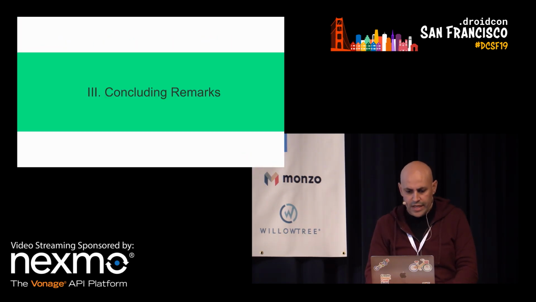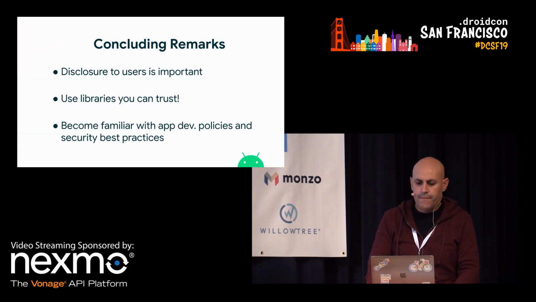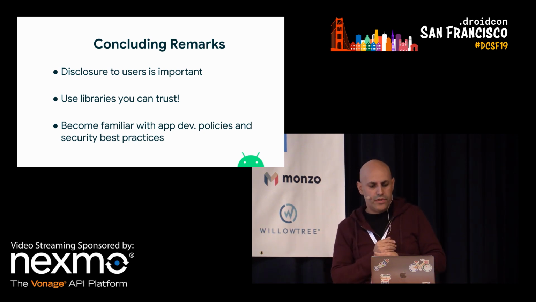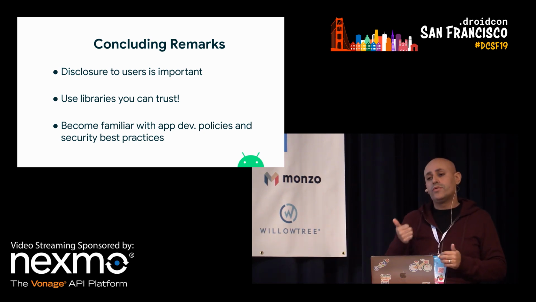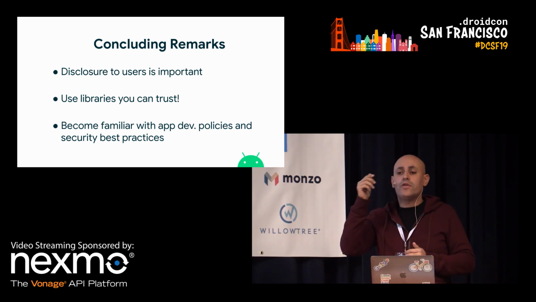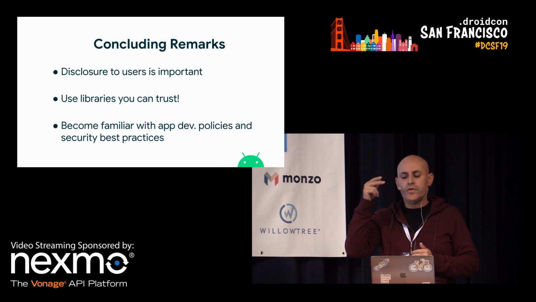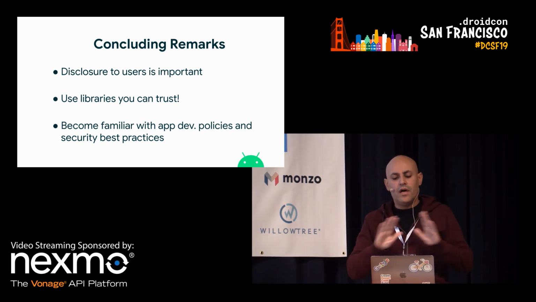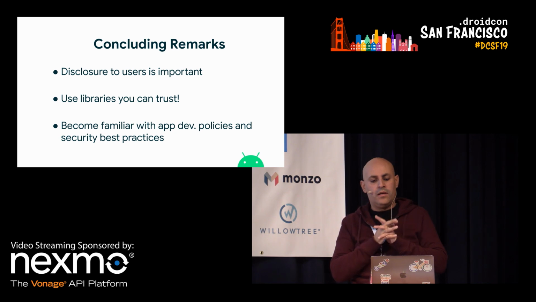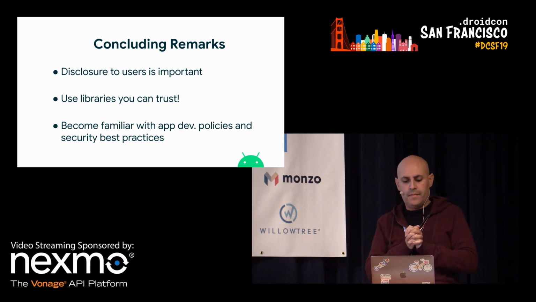With 20 seconds left, let me talk about my concluding remarks, and I'm going to list some resources here. Number one, disclosure to users is very important. You need to be accurate. You need to be upfront. And having those two things in mind will save you a lot of time in terms of your application not being flagged as potentially malicious.